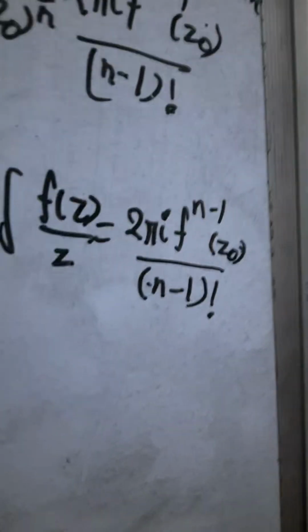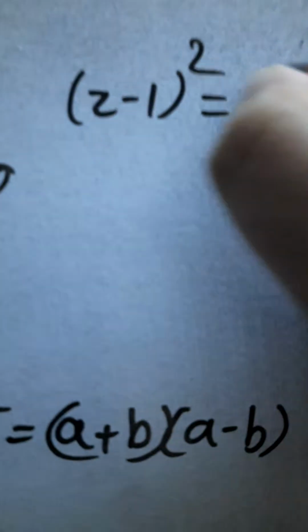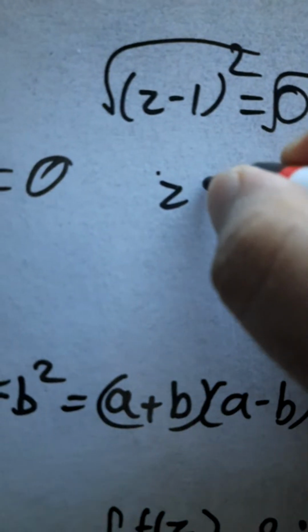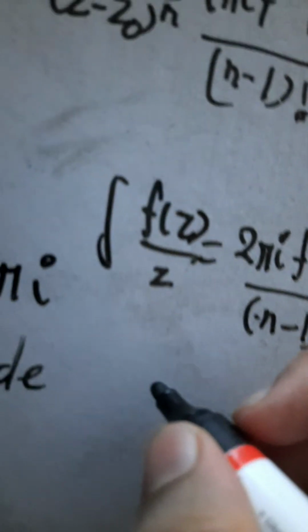So when we do this, we first have to take this part of the denominator as 0, because this is a separate function, right? This is z minus 1 whole square, equal to 0. So we take the square root on both sides. The square root of 0 is 0 only. So z is equal to 1. So when we take z is equal to 1, right?